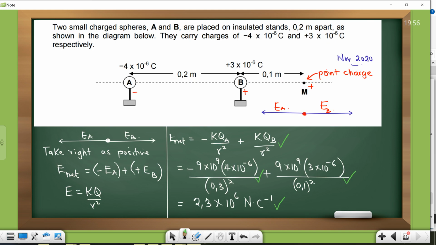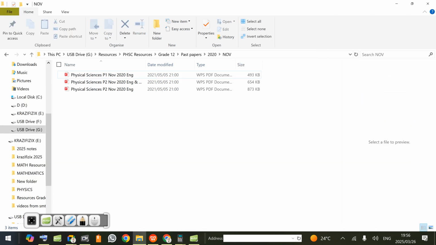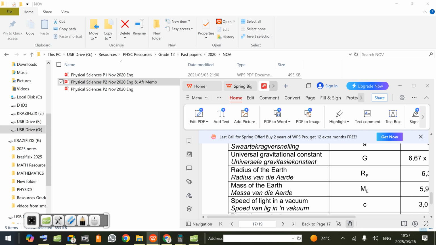Okay, so the examiner decides to give an extra mark. I'm sure for choosing the position, 1 mark. So could the other mark be for saying E net is equal to negative EA plus EB? Not really. Let me check what they did here. Let's check together, because they should have given 4 marks there, but let's see.